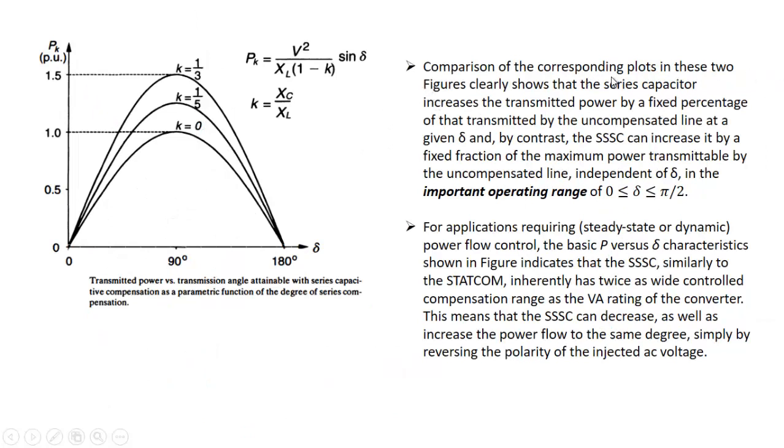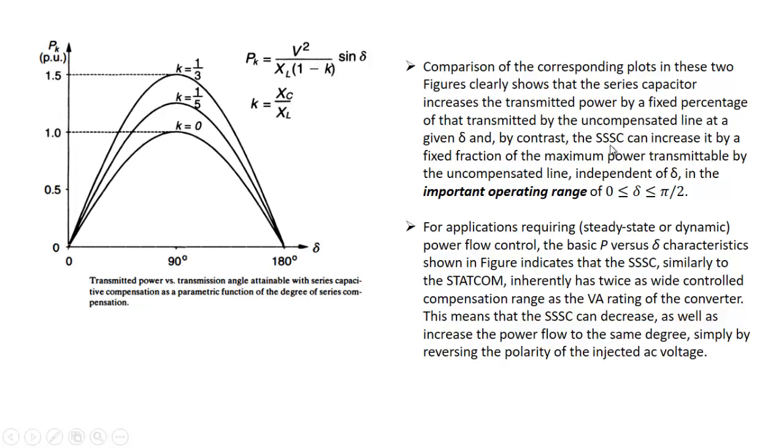Comparison of the corresponding plots in these two figures clearly show that the series capacitor increases the transmitted power by a fixed percentage of that transmitted by an uncompensated line at a given delta. What does this mean? That means, let us say for this case it is increasing this power from this point to this point by a fixed percentage. That means 0.25 of the maximum power, because this is equal to 1.25 at every case. And when delta is equal to 0, 0.25 of the 0 will be again equal to 0. It will not increase any power in that case.